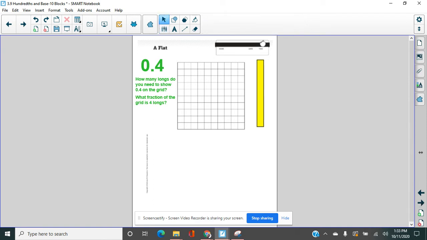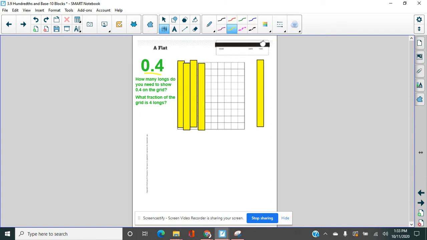So if I had 4/10ths here, right? So each one of these is 1/10. So 1/10, 2/10ths, 3/10ths, 4/10ths. So if I wrote it as a fraction, I would write this, and that is equal to this decimal, 4/10ths, like this.